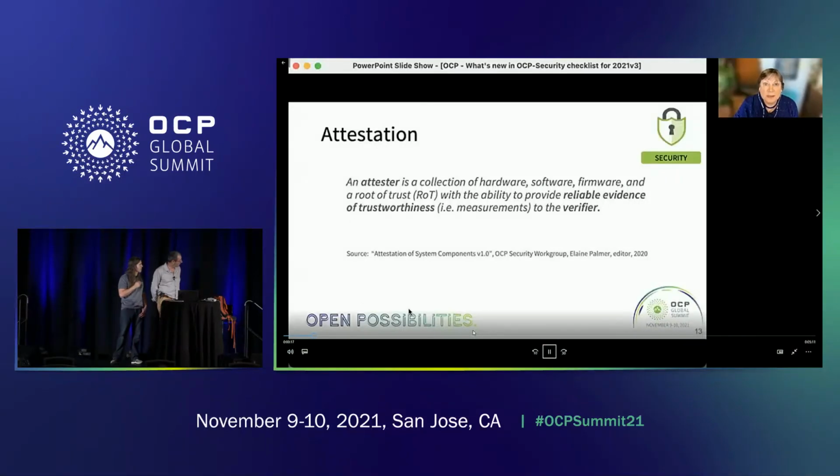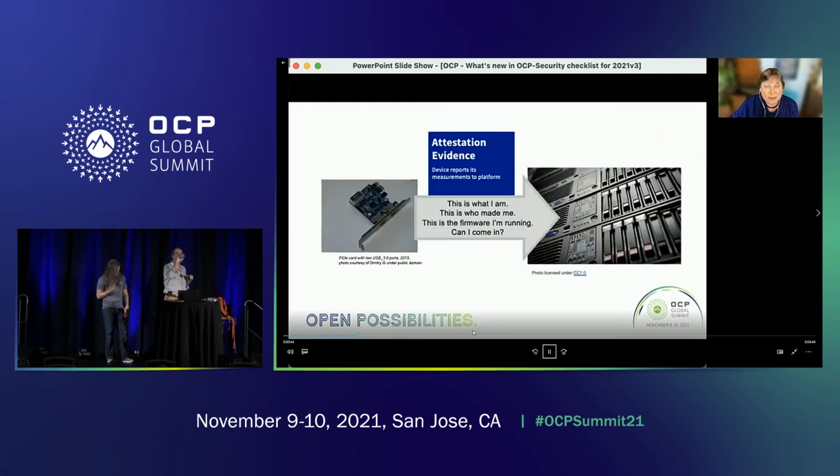Now we're going to get into the attestation section of the checklist. And before we do, let's go through at least a definition so we're all on the same page. So in attestation, there are two parties. There's an attester and a verifier. The attester is a collection of hardware, software, firmware, and importantly, a root of trust, with the ability to provide reliable evidence of its trustworthiness to a verifier. So let's get into that inside the next slide.